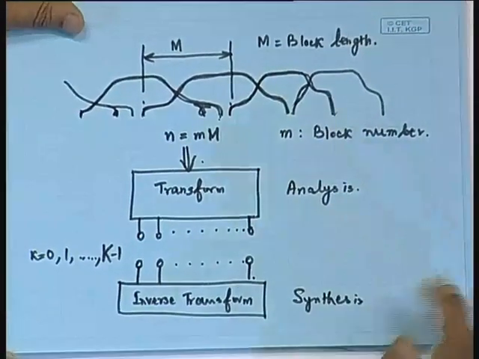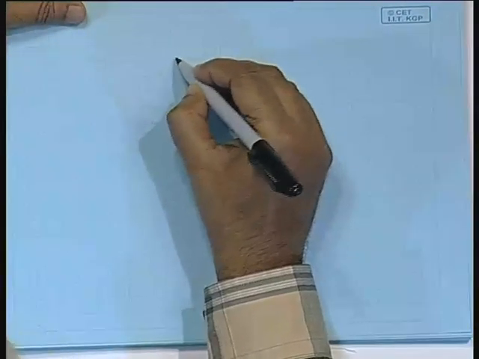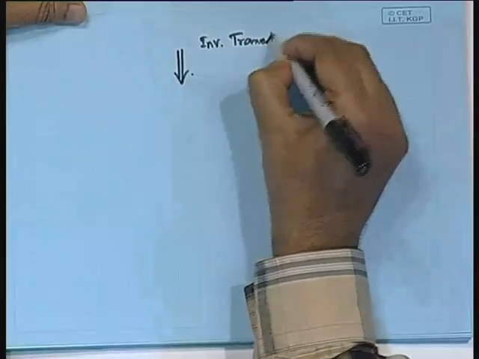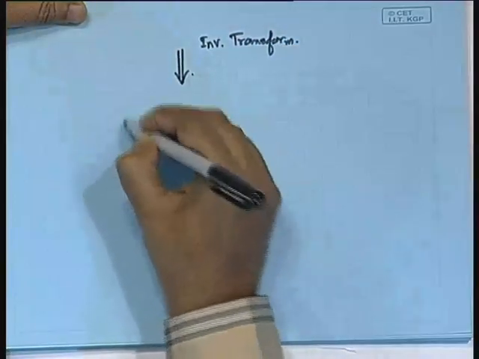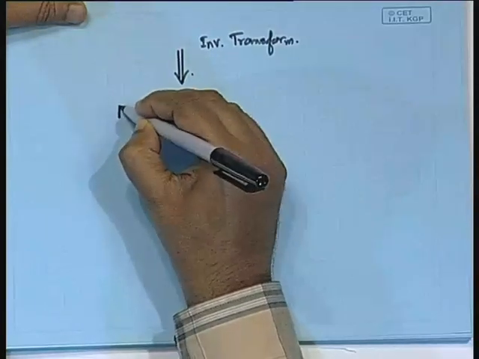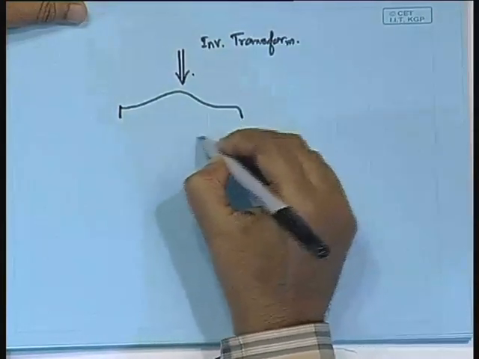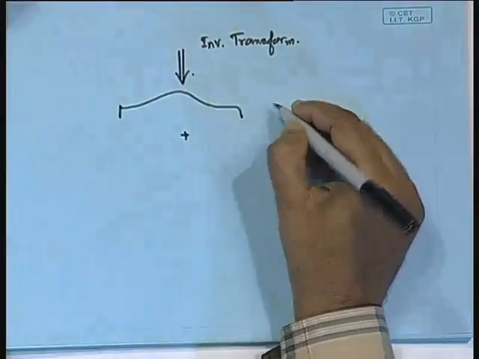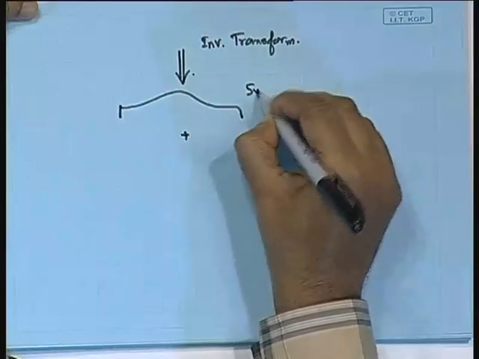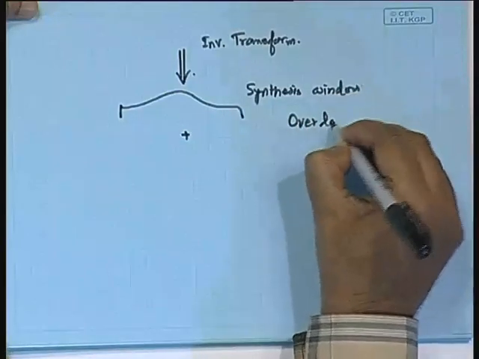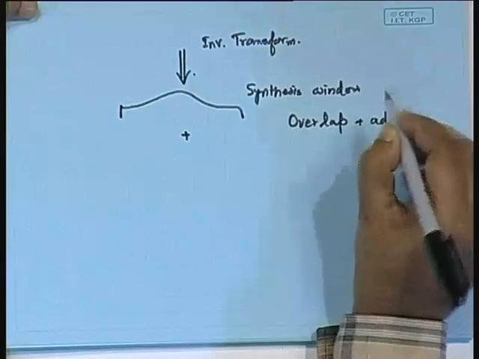The overlap and add is actually done using a window like this. So, these are the inverse transform outputs, and they are put through a synthesis window, okay. The synthesis window is like this, and on the synthesis window we apply an overlap and add. The overlap and add is done in order to correct for the time domain aliasing which is introduced.